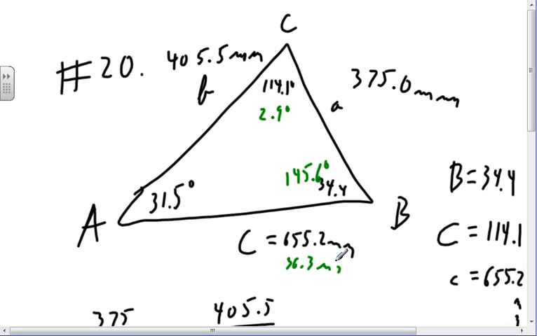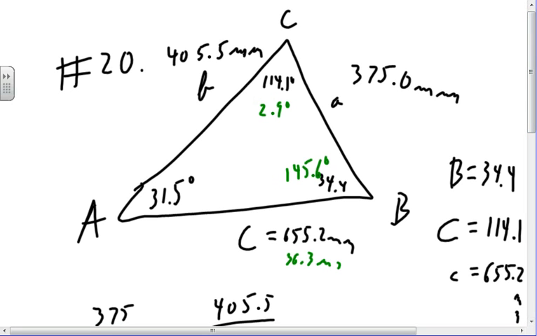Little c, 36.3 millimeters. Now, idiot check. The smallest angle is the smallest guy. The biggest angle, idiot check fails. Did we have to calculate B? No, oh, wait a minute. Which problem am I doing? Number 20. No, we're given B. Okay, the biggest angle is the biggest guy. The next biggest angle is the next biggest guy. And the itty-bittiest angle is the itty-bittiest guy. So yeah, we're fine.